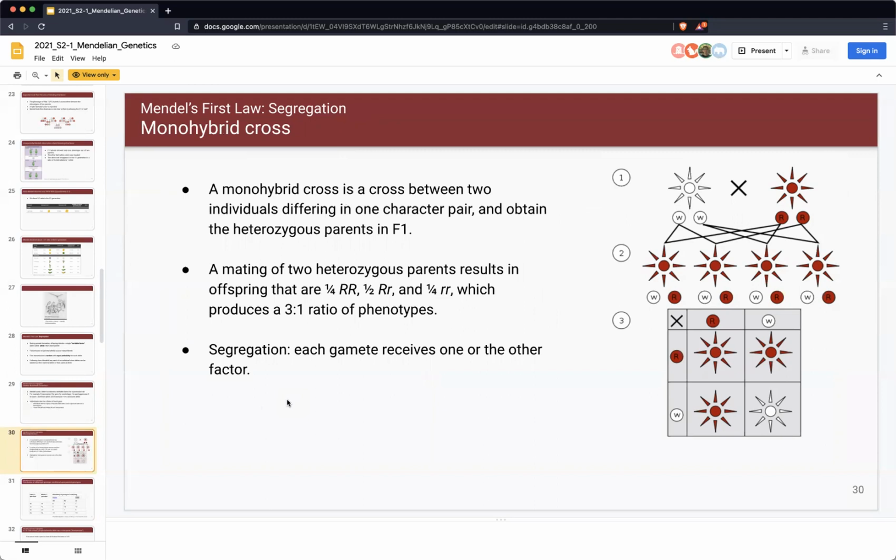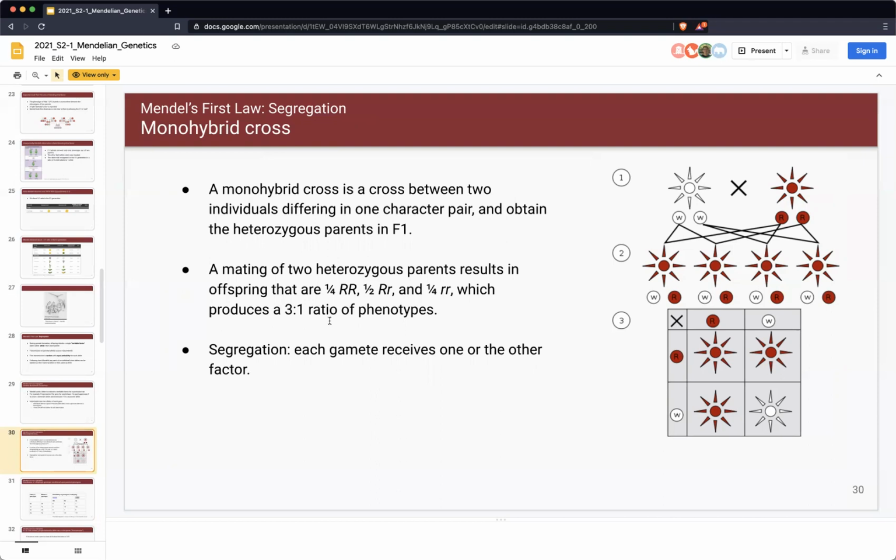and now we know that this trait is working on one locus, right? So one trait, and he demonstrated that segregation pattern using the monohybrid cross.